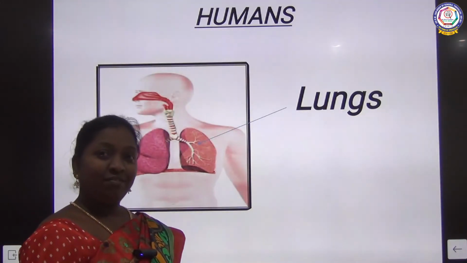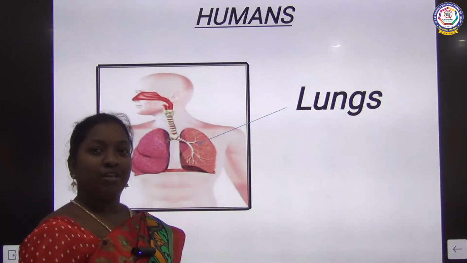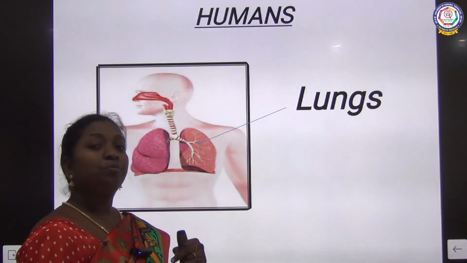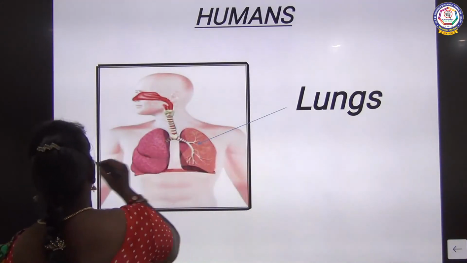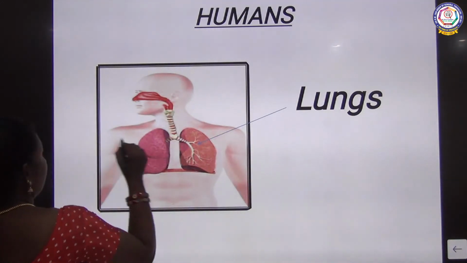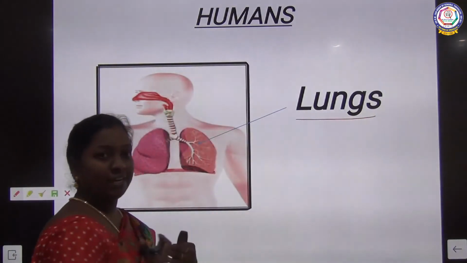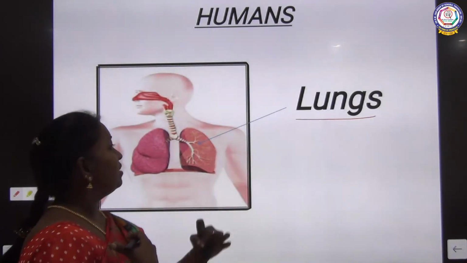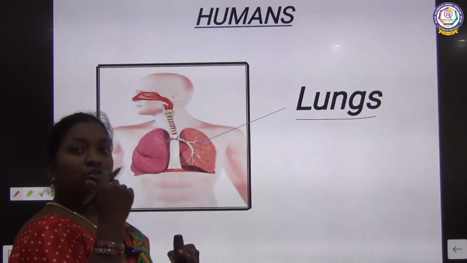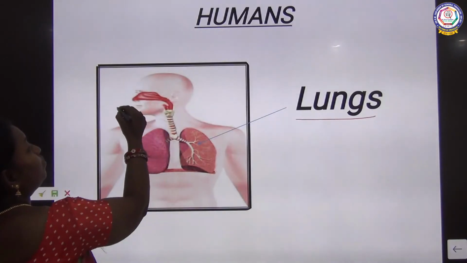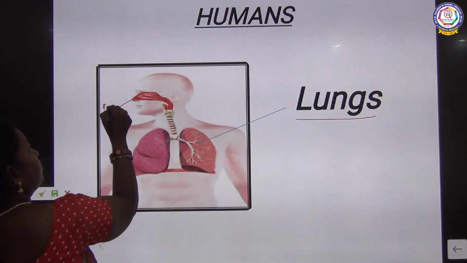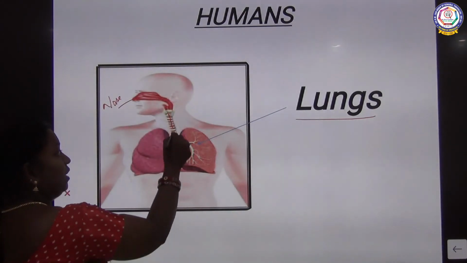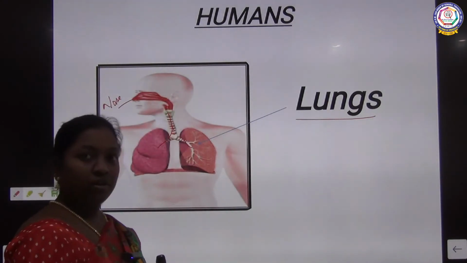Next, finally we came to our own body, isn't it? We are also humans, like animals. Humans also breathe. Which organ is helping? These lungs are helping. They are present in this place over here. Inside that, the lungs help us to breathe. So how are we breathing? Air passes through the nose, and through the windpipe it goes, and then it is supplied to the lungs.